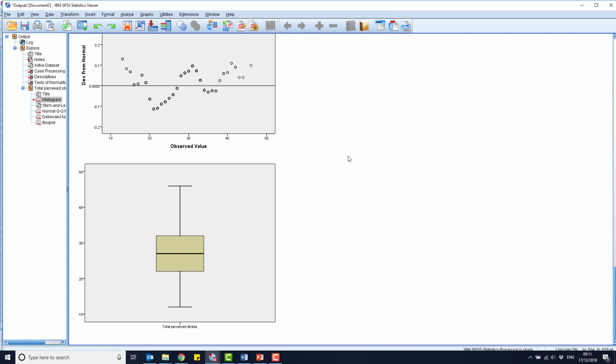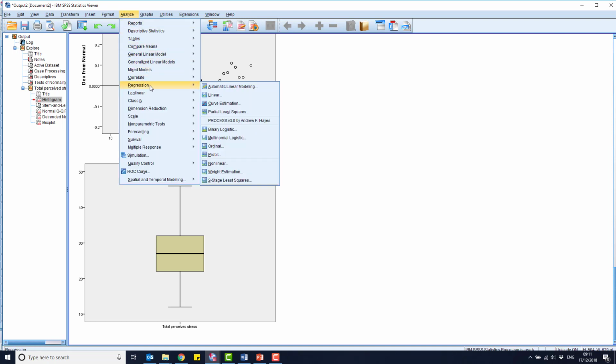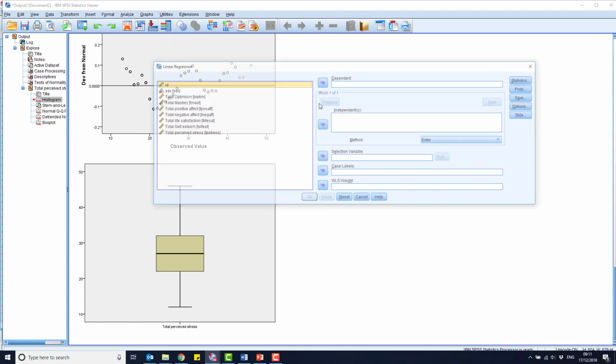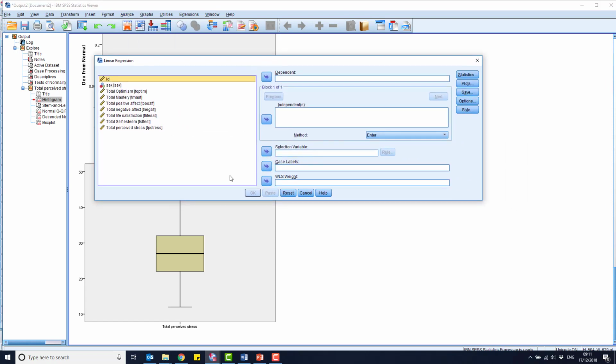So the next thing I'm going to do is decide which type of regression to run. In exploratory research, it's fairly typical to use a standard multiple linear regression. So that's the one I'll use first. That's the default option. So I'll go to Analyze, Regression, Linear, and it'll bring up this dialog box. I need to select first what is my outcome variable. So that's total perceived stress.